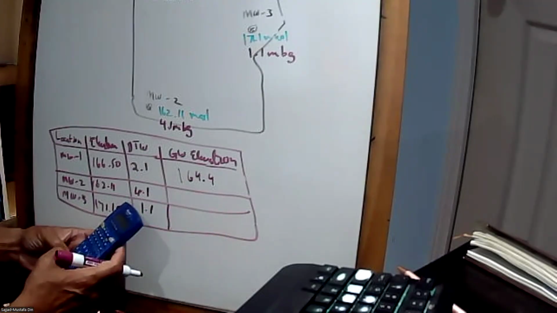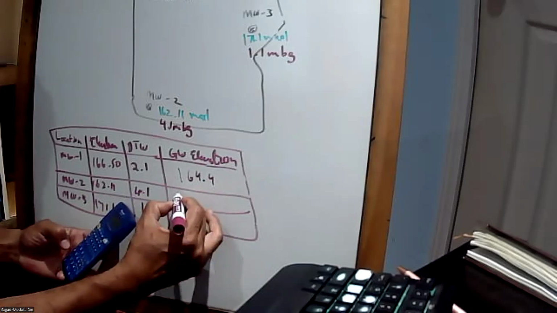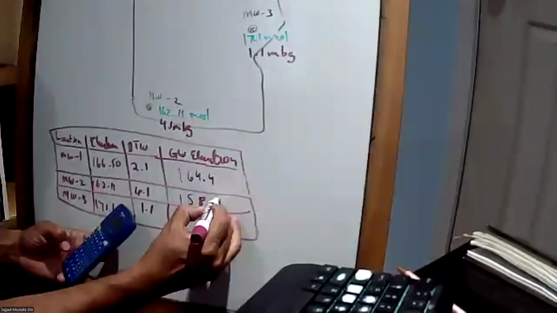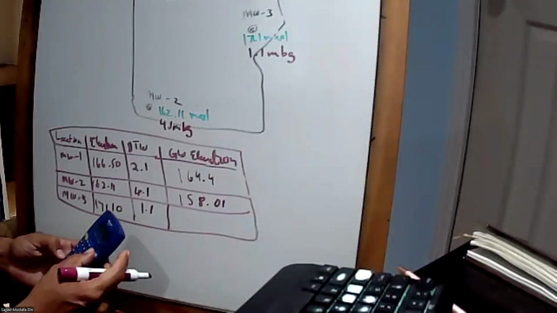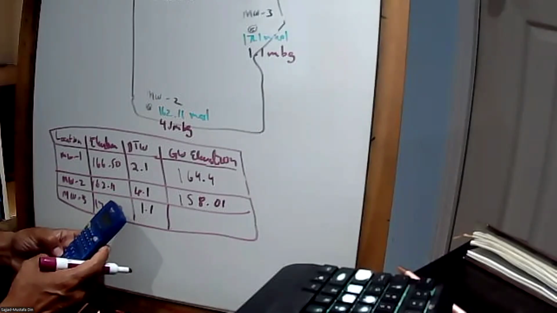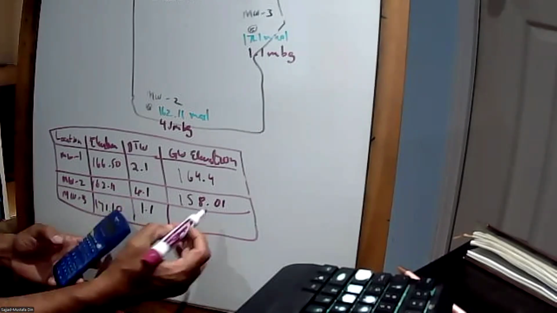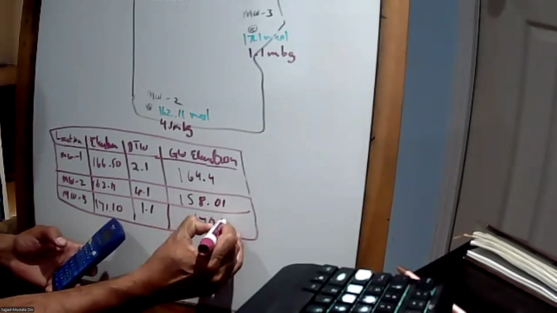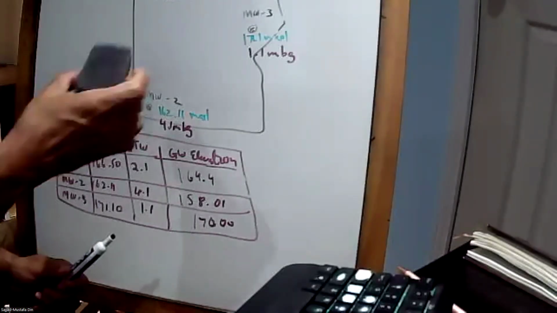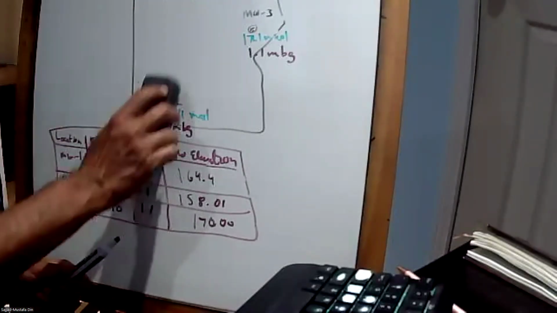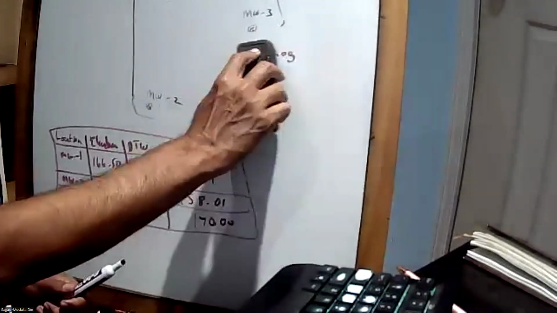162.11 minus 4.1 is equal to 158.01. And the last one is 171.1 minus 1.1 equals 170.00. So, okay, that was correct, 164.4. That's good. Let's go ahead and draw this.